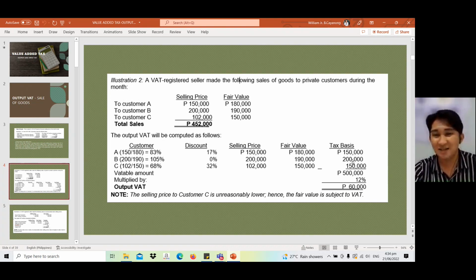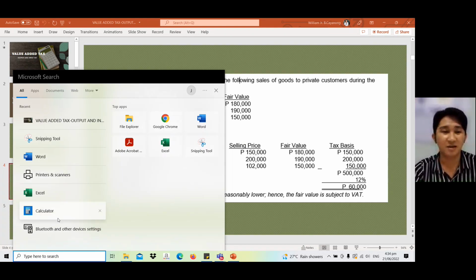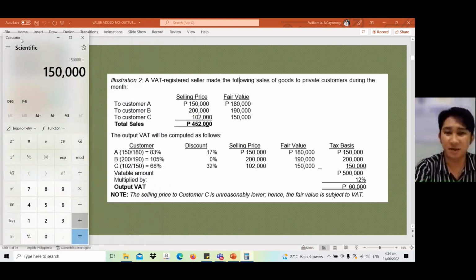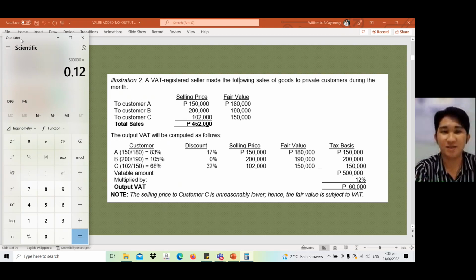But here, ang tax basis natin for customer C, since that is unreasonably lower, ang gagamitin natin is not the selling price, but the fair value. And that is 150,000. Kaya if you're going to total that one, okay, go ahead and calculator. Okay, that's 150,000 pesos plus 200,000 plus 150. That's 500,000 times 12%. Therefore, our output VAT is 60,000 pesos.